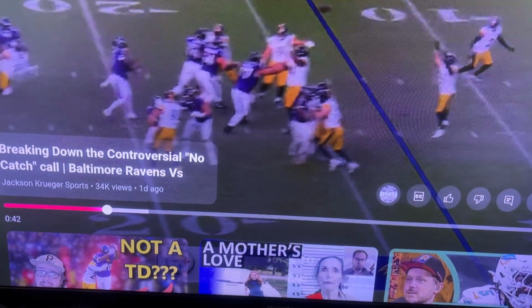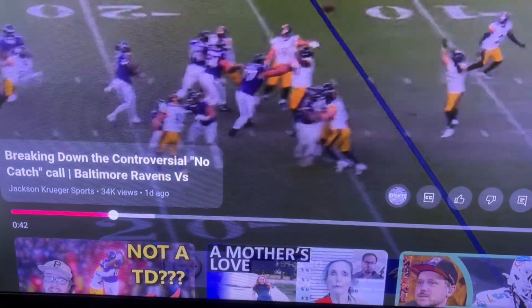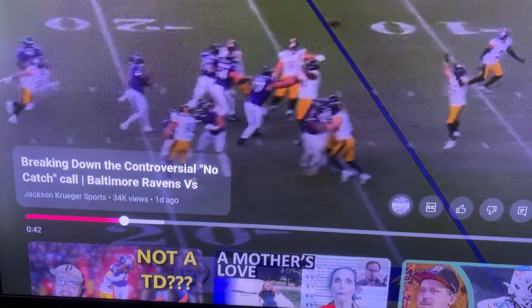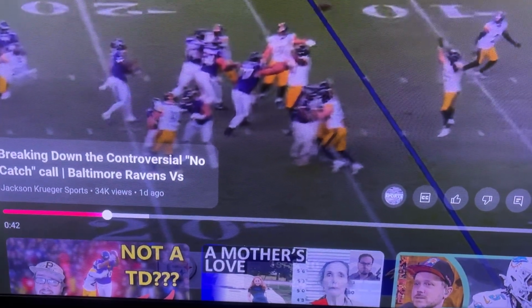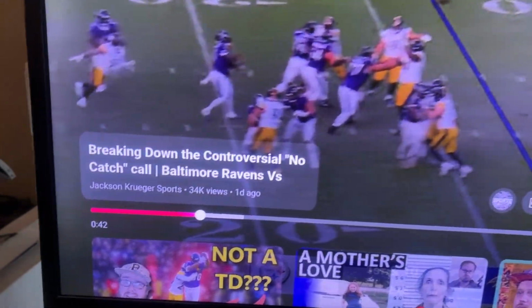So, here to discuss a possible solution for how to define a catch. Of course, many of you are aware of the controversial touchdown overturned in the recent Ravens-Steelers game, heavy rivalry, all that.